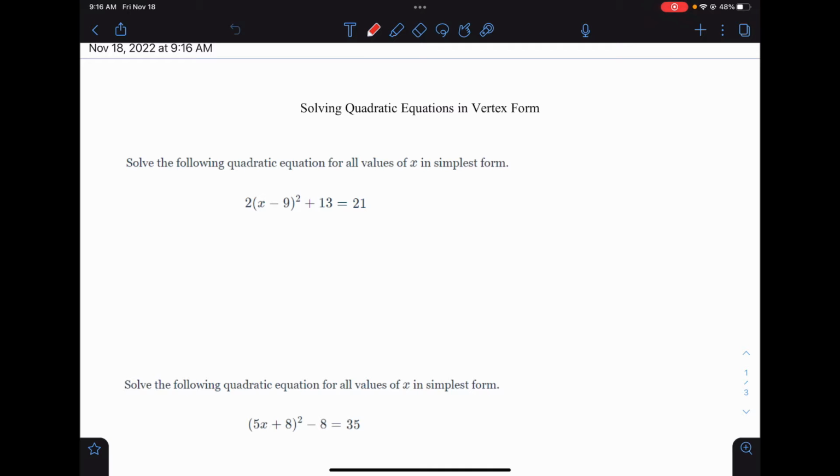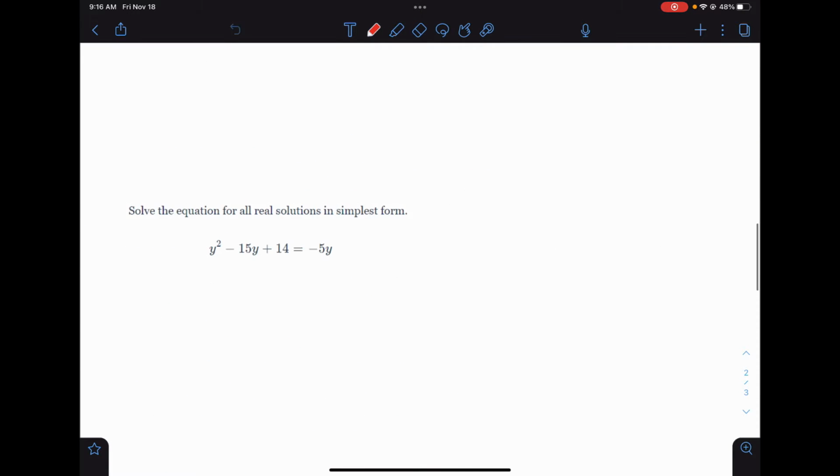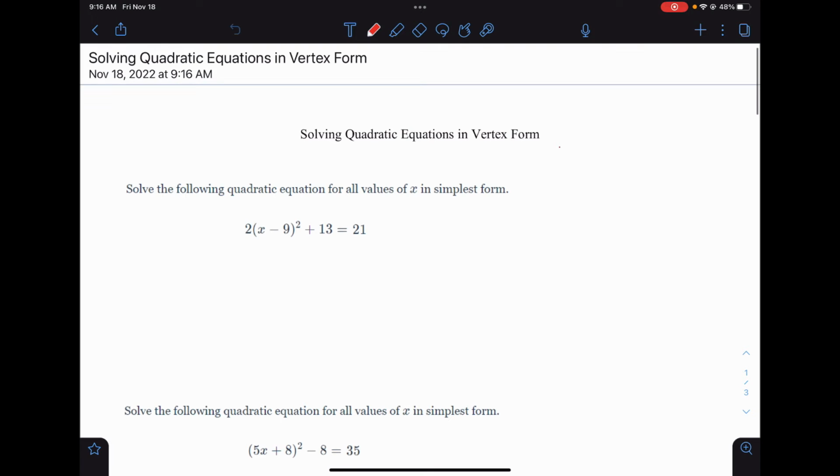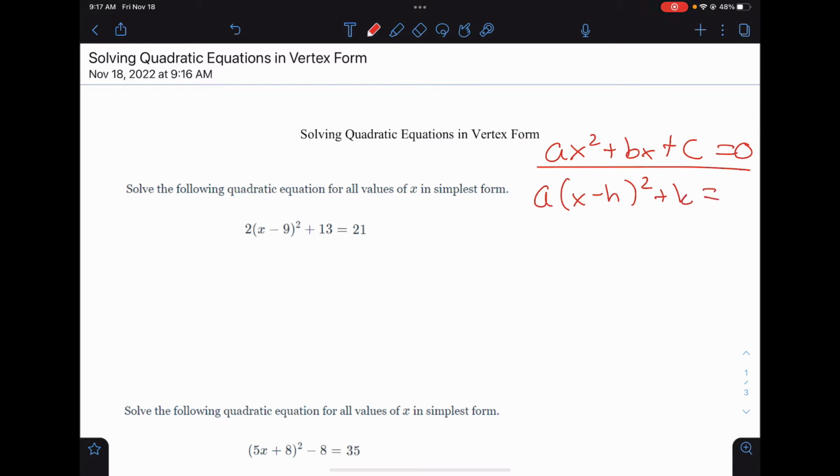Those two methods that I just described work great when it's in standard form, which is ax squared plus bx plus c equals 0. So when it's in that form, you could use factoring or the quadratic formula based on what kind of coefficients you have. However, if we look at these problems, these are in vertex form. If you remember vertex form, that is a(x minus h) squared plus k equals y. So this quadratic is more in vertex form.